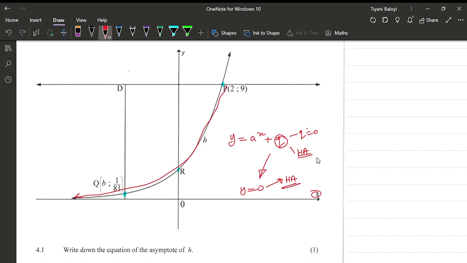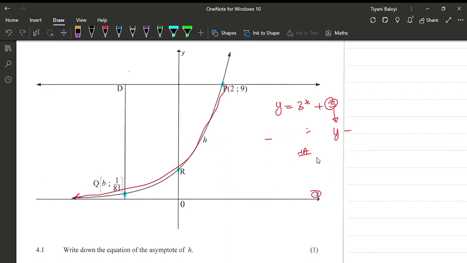Right. So if you were given something like this, 3 to the power x plus 5, what would be your horizontal asymptote? Without even drawing the graph, you can tell that your horizontal asymptote will be y is equal to 5, right? So this q is your horizontal asymptote. Always look for that q. If it's not there, you don't even have to look at the graph, but you can look at the graph to confirm. So let's just remove this so we can get started on our questions.